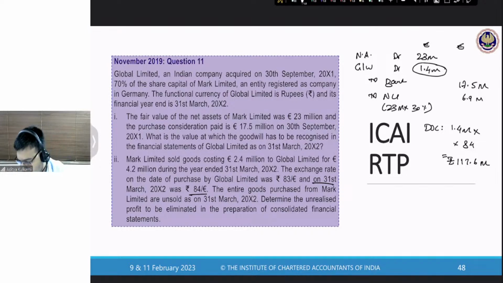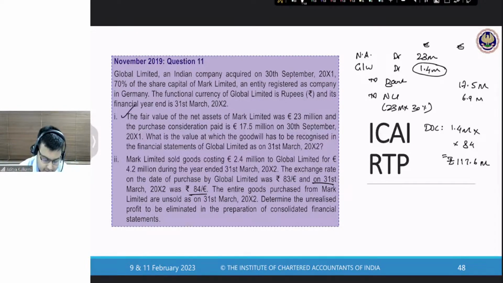Yes. So check your answer. 11 crore 76 lakhs. 11.76 crores. Yes. Did you understand? Have you understood? Okay, fine. So that takes care of the first part.